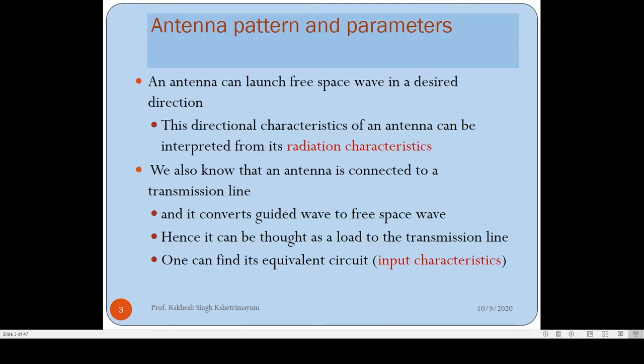You know that an antenna can launch a free space wave in a desired direction. This directional characteristic of an antenna can be observed from the radiation characteristics of the antenna. For the radiation characteristics, you need to know the field concepts of the antenna. Another thing is that an antenna is connected to a transmission line. It can be assumed as a load to a transmission line, and we can find its equivalent circuit and find out the input characteristics of the antenna. Input characteristics of an antenna can be studied from the circuit concepts.